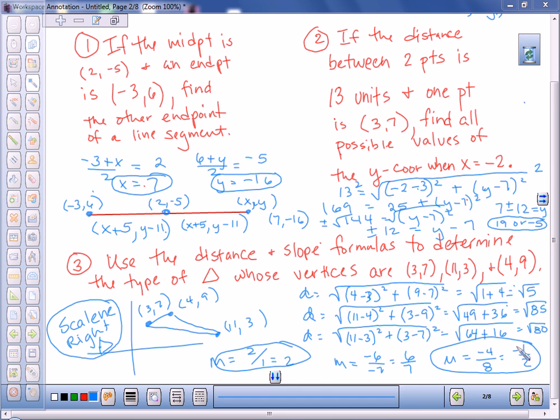Do you see that these two are opposite reciprocals? Which tells us that those 2 segments are perpendicular, right? And perpendicular means right angle. So this would be a scaling right triangle. Okay? Good. Just like on the homework.